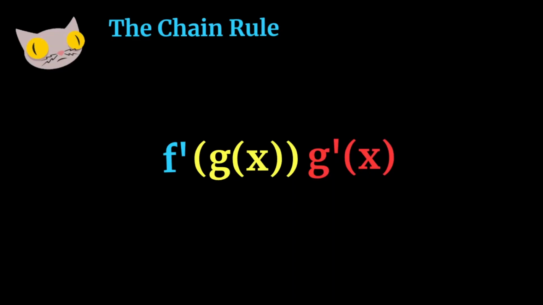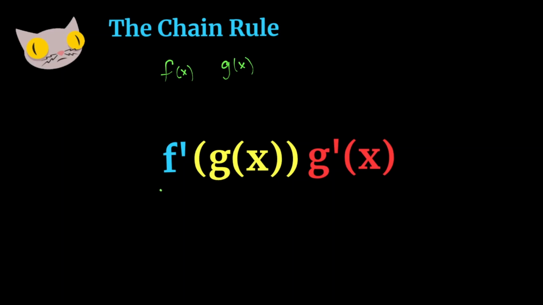Today, let's go over the chain rule. The chain rule is useful for when you're differentiating two functions. You'd have an f of x function and a g of x function. This is the basic setup for the chain rule.